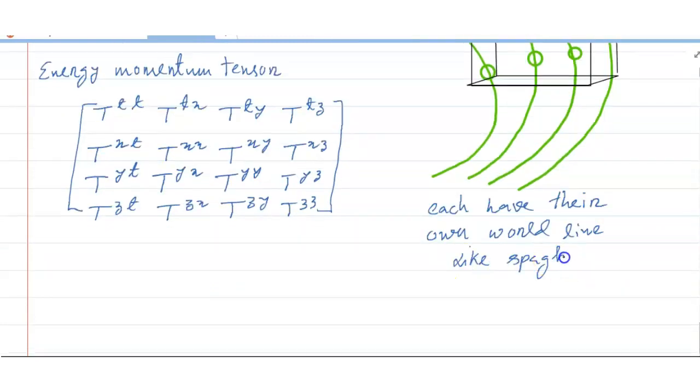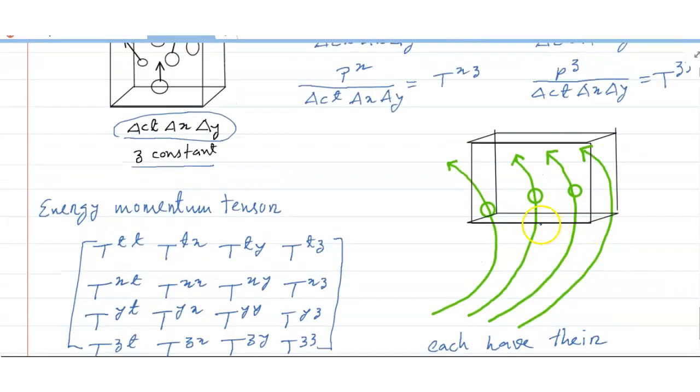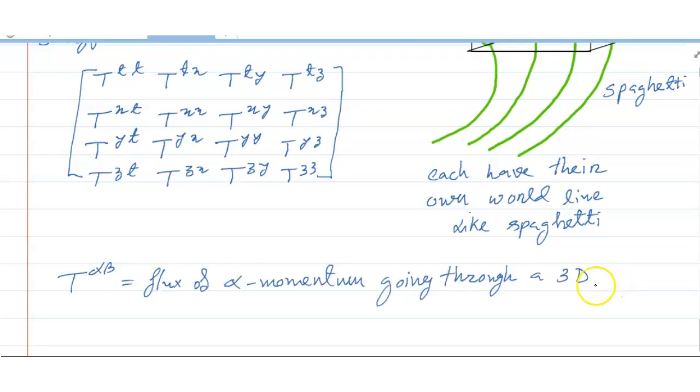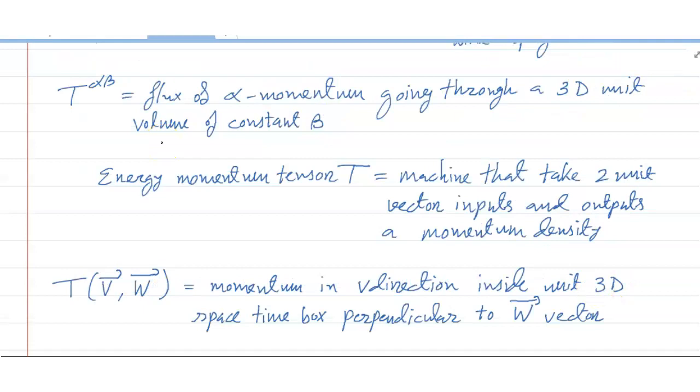Like spaghetti. If we take a cross section of the spaghetti using a unit box at constant coordinate, then the total four-momentum in this box will give us the 16 components. You see this diagram, this is the spaghetti. We consider a unit box. Then T alpha beta equals the flux of alpha momentum going through a 3D unit volume of constant beta.